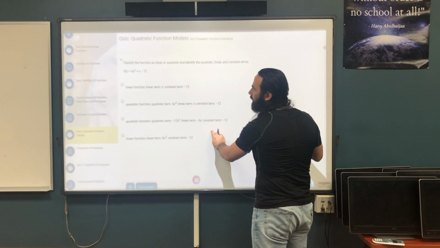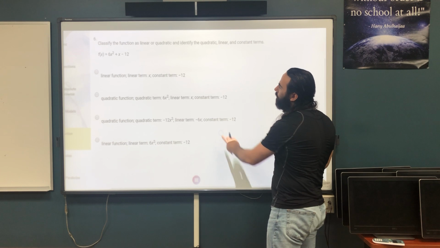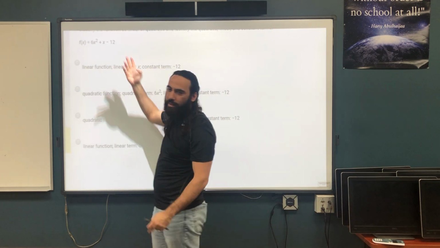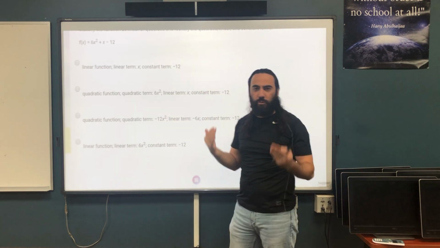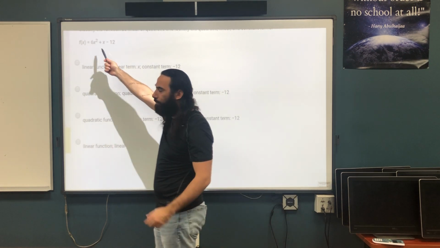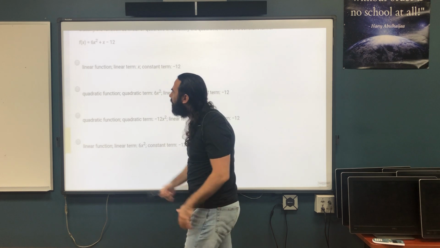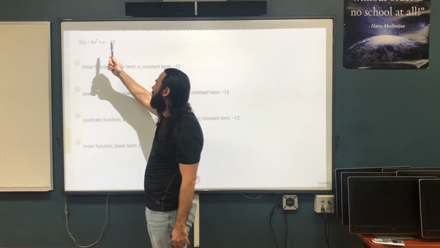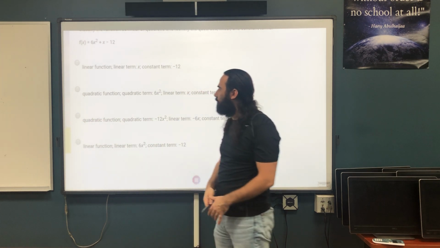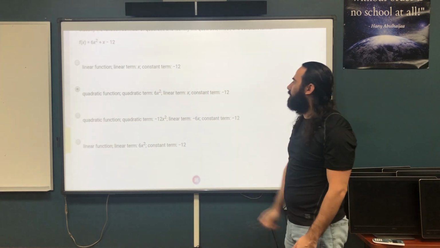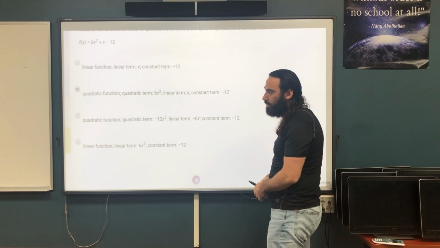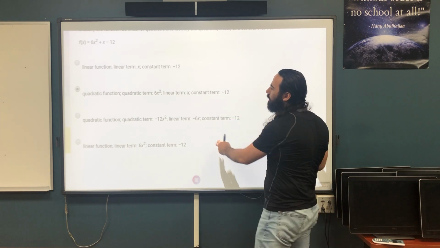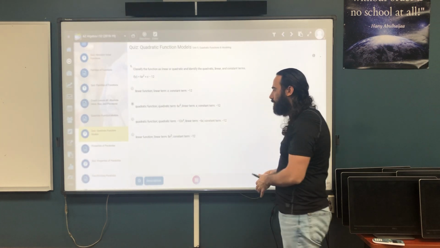Classify the function as linear or quadratic. As you can see, it's the same thing. We have the 6x squared plus x minus 12. It's going to be a quadratic function because we have the square, right? And the first one is the quadratic term. The one in the middle is the linear term with the x. And the last one is the constant term. So as you can see, the second one is the correct answer. Quadratic function, quadratic term is 6x squared, the linear term is x, and the constant term.